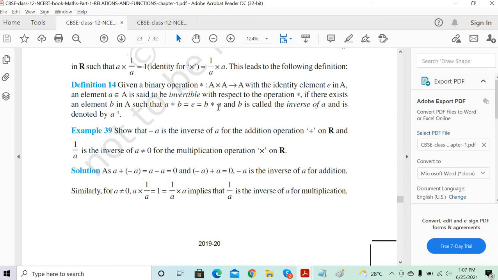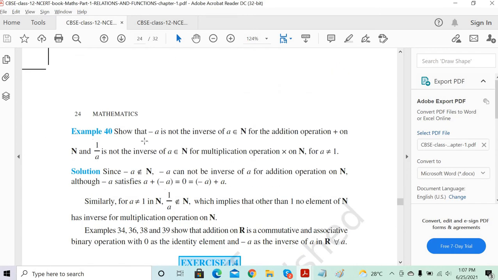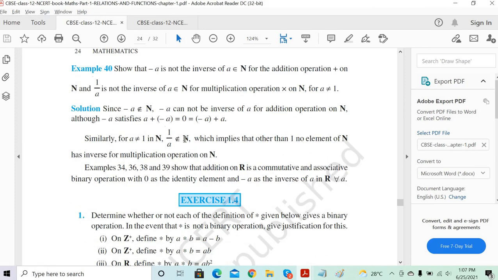Similarly, do it for 1 by a being the inverse of a for multiplication. For multiplication, when a is not equal to 0, what is the identity? 1. Multiply a into 1 by a, that will give us 1, and again 1 by a into a will be the same. So 1 by a is the inverse of a for multiplication. Understood? Okay, go to example 40 now.